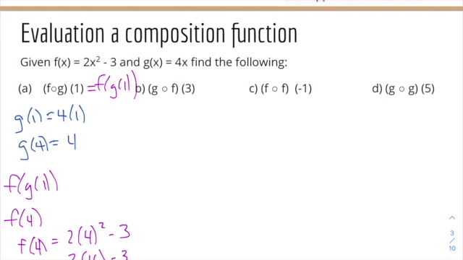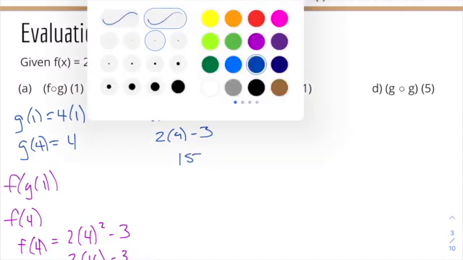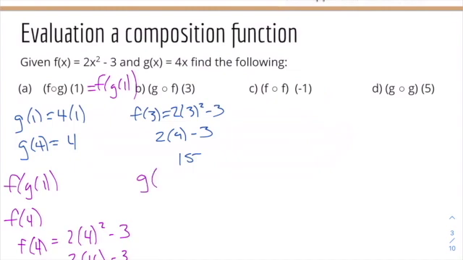So if I am given a number and I want to figure out what is the value of the composite function, I always work right to left. I plug the number into the right function and then I plug it into the left function. So for example, again, I've got g of f of 3, so that means I'm going to find f of 3. So 2 times 3 squared minus 3, 2 times 9 minus 3, this is 15. Now that I know that this is 15, I need to figure out what is g of 15, which is equal to 4 times 15, which is 60. So g of f of 3 is equal to 60.